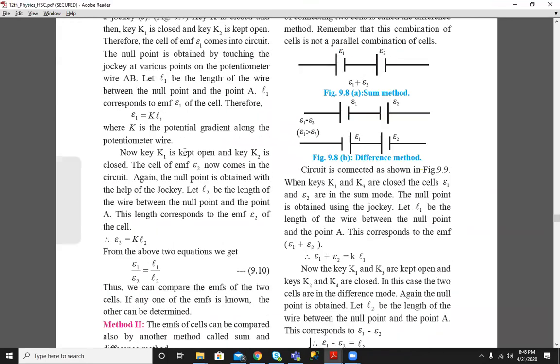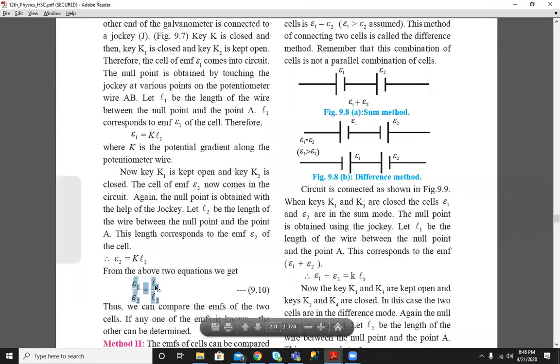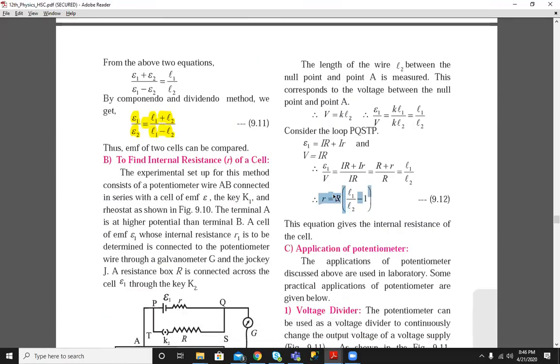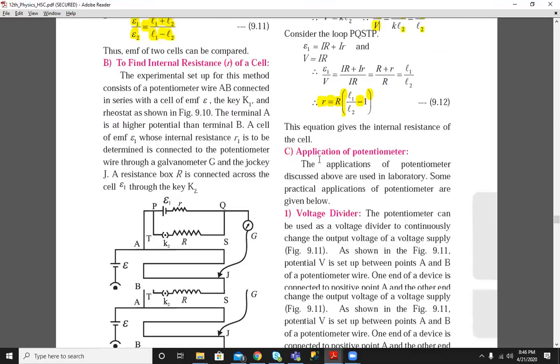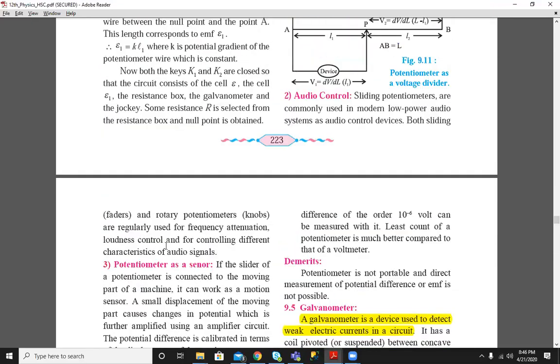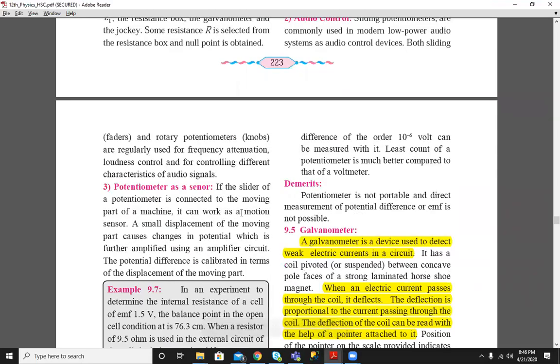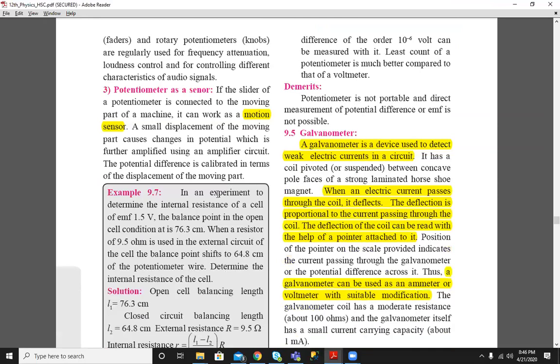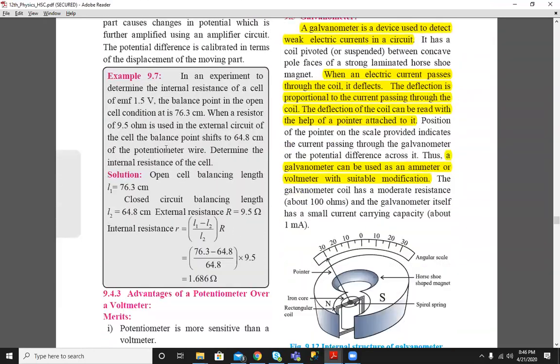For the sum and difference method, and for the direct method, this is the formula, and for internal resistance this is the formula, and we can replace L1 by L2 and E1 by V here. So remember this also. We discussed all these things in their lectures. Applications of potentiometer as a voltage divider, as a motion sensor, and as an audio control. We have seen the problem based on potentiometer.